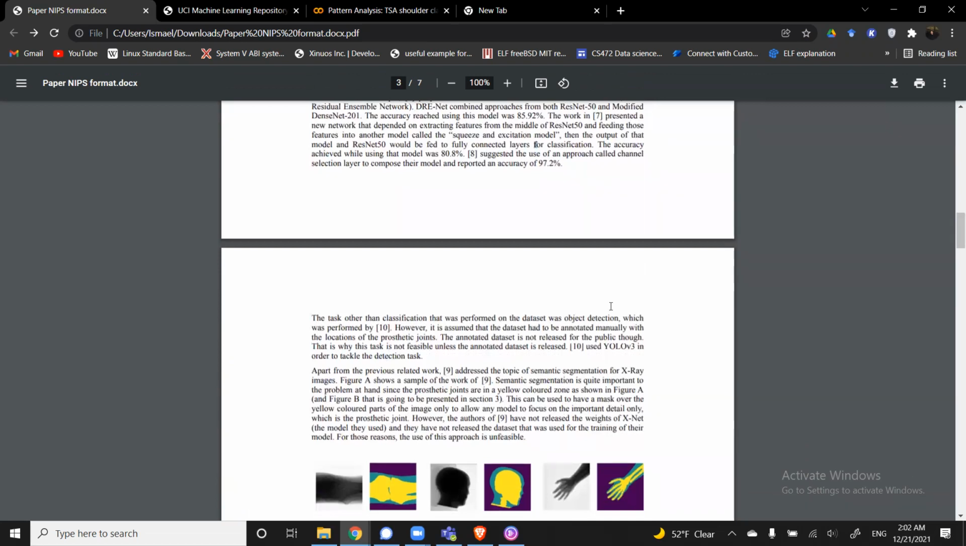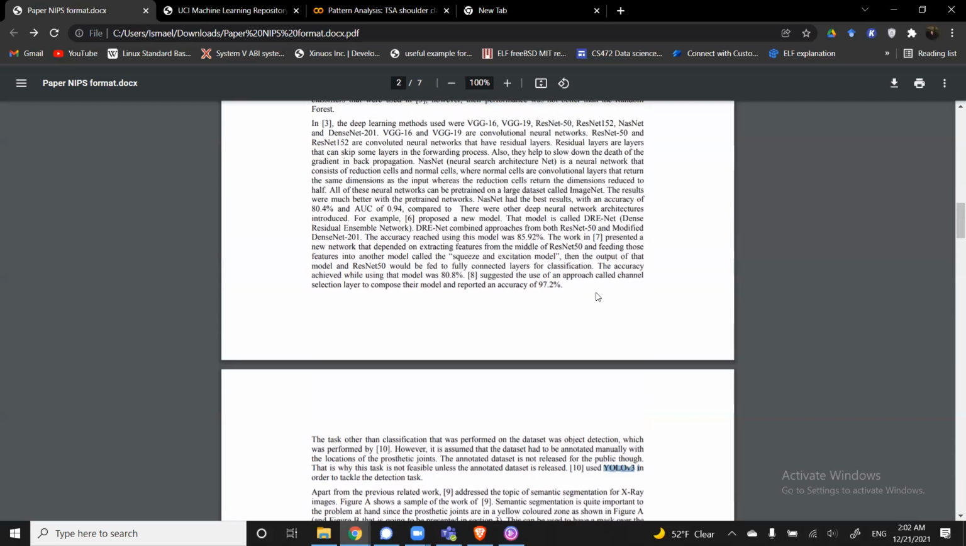Also, some people used YOLO version 3 for the object detection of the place of the joint. However, their dataset was not published, so we cannot go forward with this mechanism.